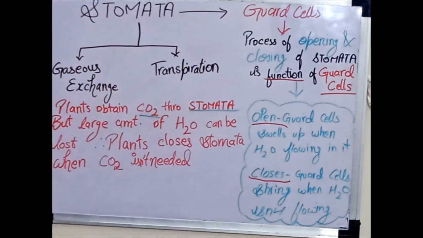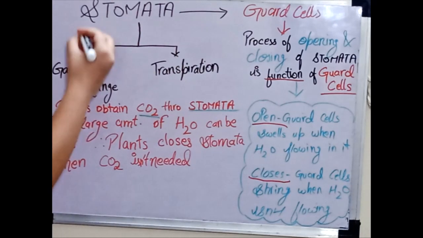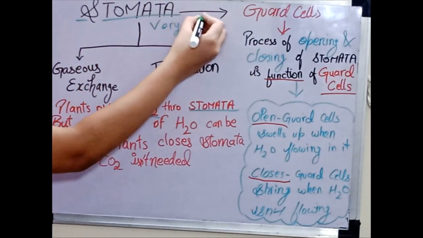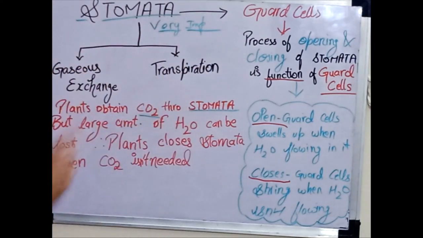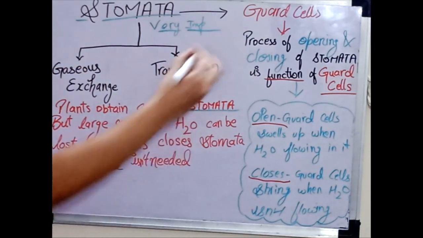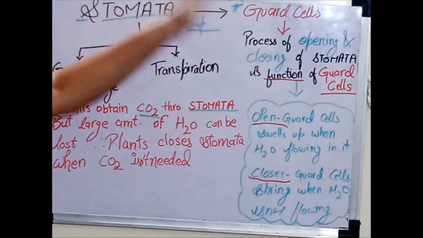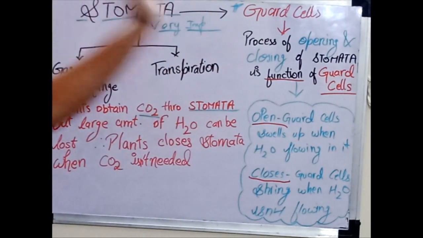The same goes with CO2. When we need more CO2, it opens wide so that CO2 can go in, and it closes when our requirement of CO2 is over. So stomata, I'd say, is rather interesting and very important. Please mark it up. It can come in the exam. The thing that can come is your guard cells. This is something we are learning from childhood. The process of opening and closing of stomata is a function of guard cells.